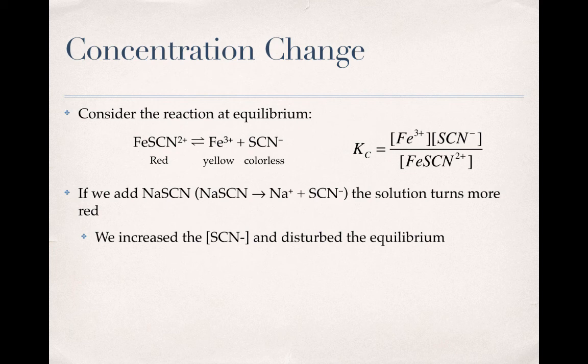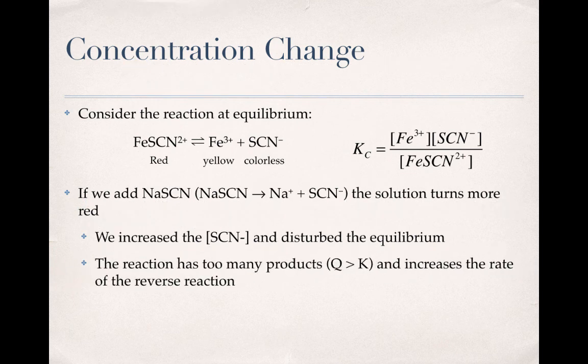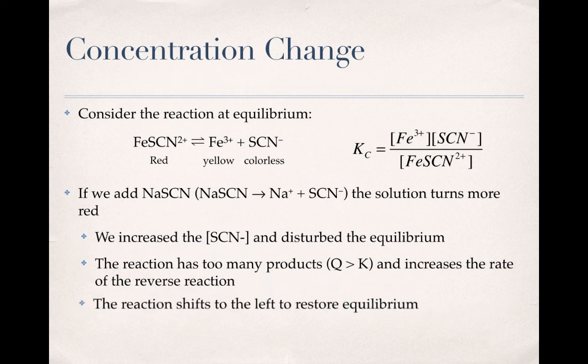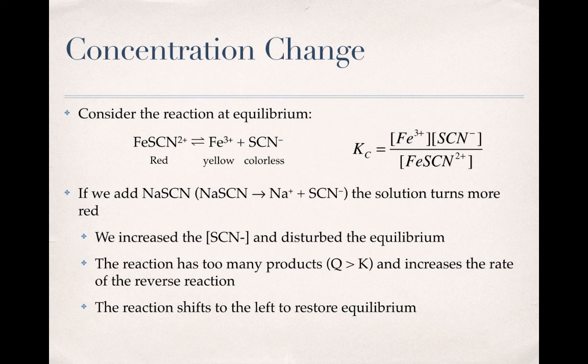We've increased the thiocyanate ion. The solution was at equilibrium. We've now increased the thiocyanate ion concentration, and in doing so, we've taken that reaction out of equilibrium. So we've disturbed the equilibrium. At this point, the reaction has too many products. The thiocyanate has increased the amount of products. So this means that the rate of the reverse reaction has increased, and that means that the reaction will shift back to the left or towards the reactants in order to restore that equilibrium. So in shifting to the reactants, we're shifting towards that red complex, and the solution turns more red.